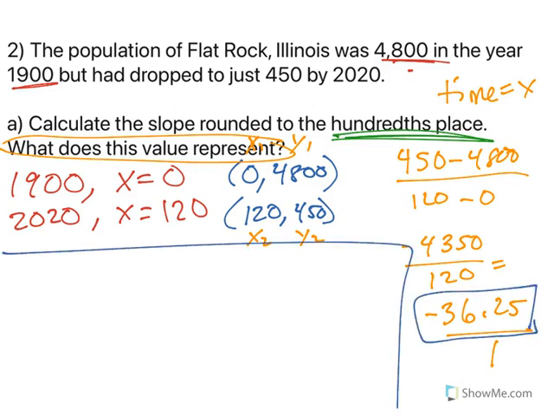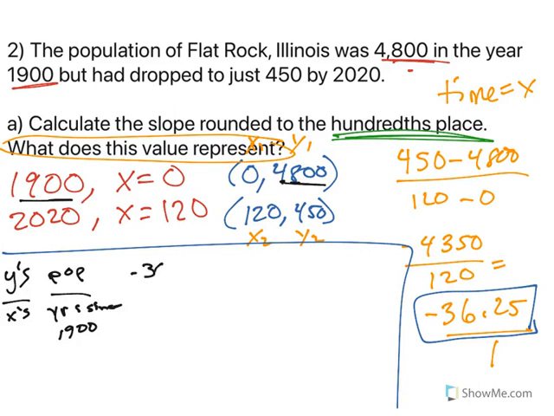Go back to that last example. So remember, we talk about y's over x's. What do the y's represent here? Well, population. What about the x's? Well, the x's are the years since 1900. So what does this mean? What does our negative 36.25 over 1 mean?